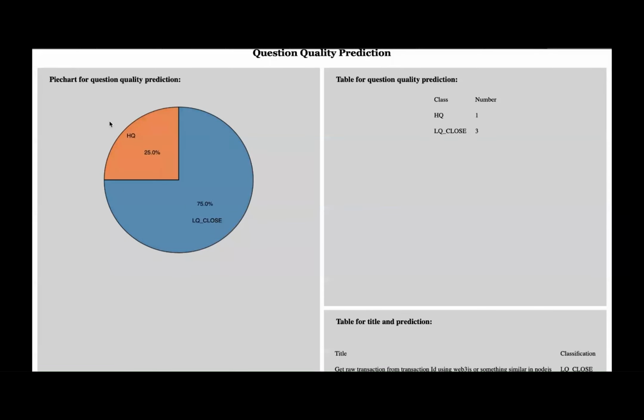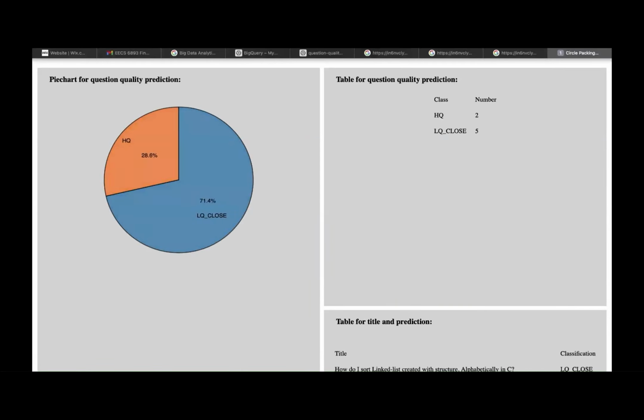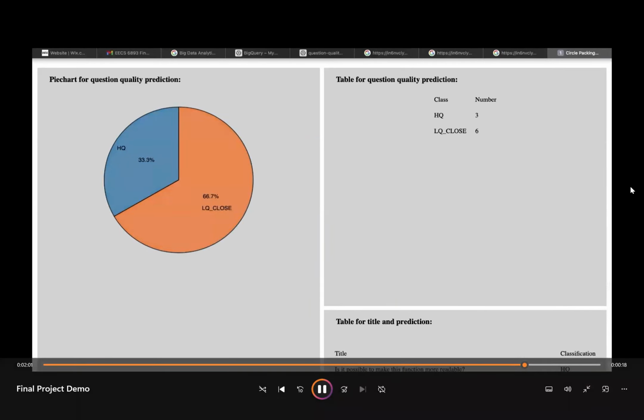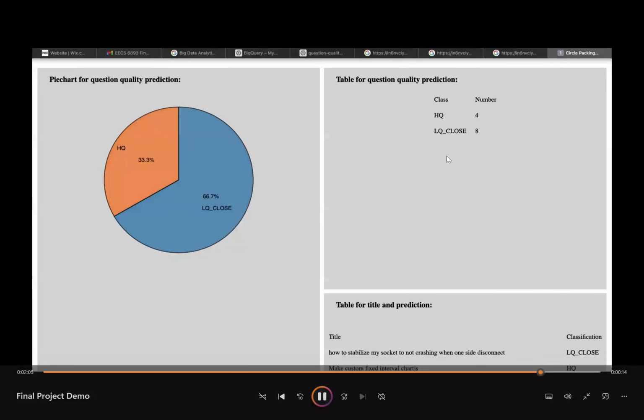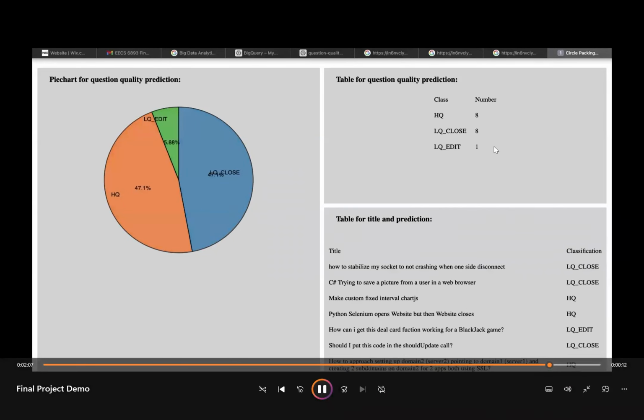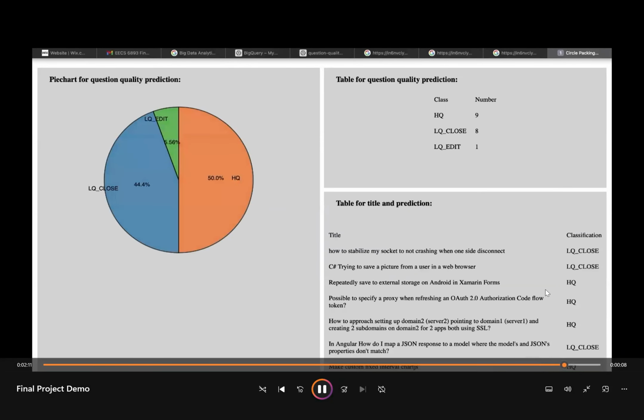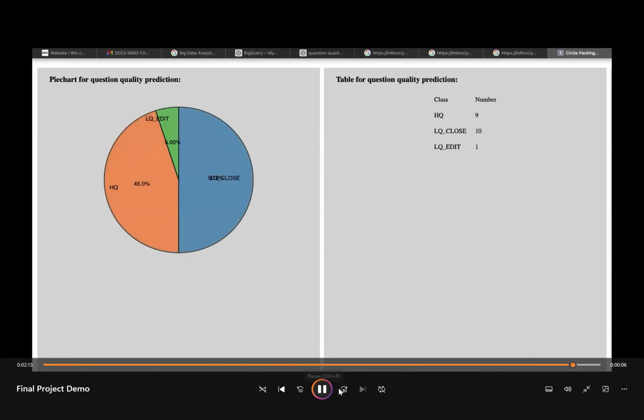Pretty interesting. Now on to the question quality. As you can see, we're getting more and more questions coming in, and the BiLSTM model is able to predict the different quality classifications, and you can see the number of total low quality close, low quality edit, and high quality questions. And that's it for the slides. Thank you very much.